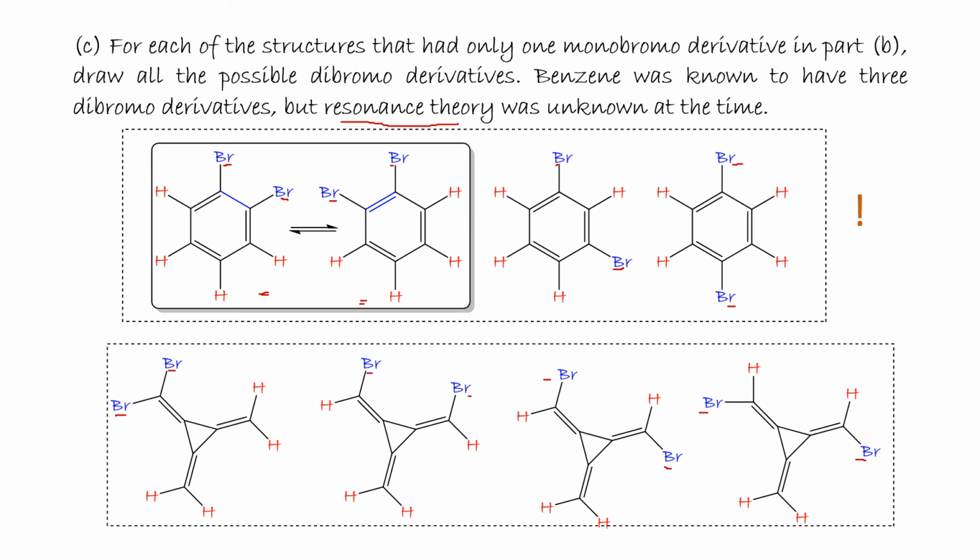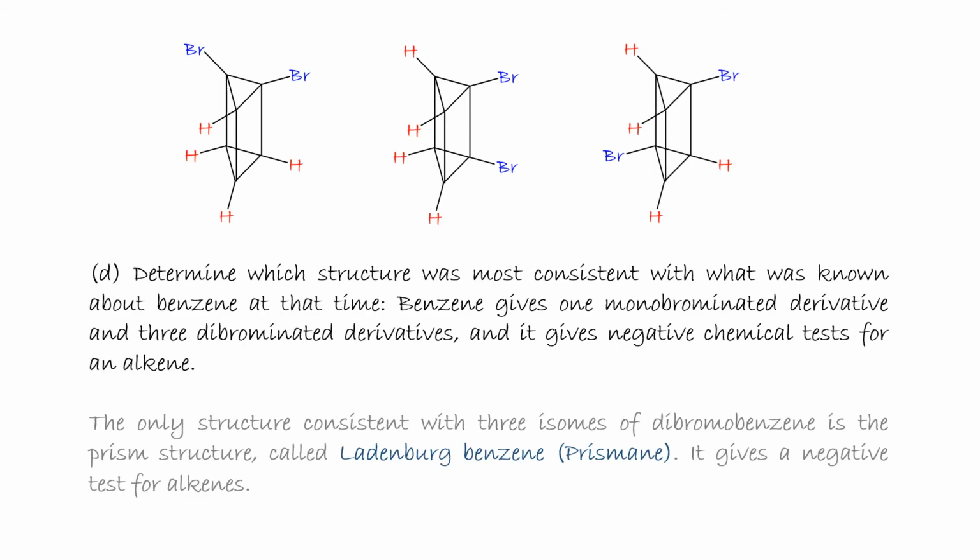So for that, we can eliminate it out of the probabilities. For the prism, we have Br, Br, Br, Br, we have Br, Br. So we have three isomers, okay, which is in agreement with the finding of three isomers for dibromobenzene.